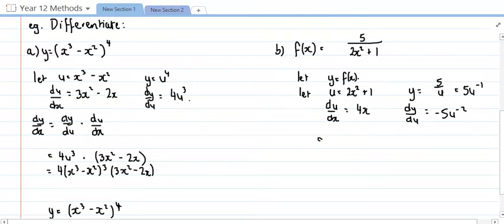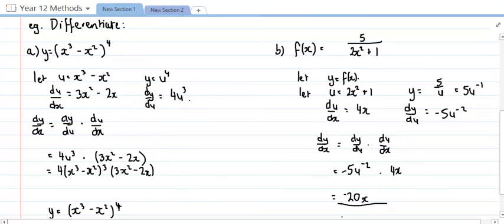Writing out the rule, dy dx equals dy du times du dx. Making the substitutions now, I've got negative 5u to the negative 2 multiplied by 4x. So that is negative 20x, and then u to the power of negative 2 means it's going to be over u squared, and u was 2x squared plus 1, and that has to be squared.